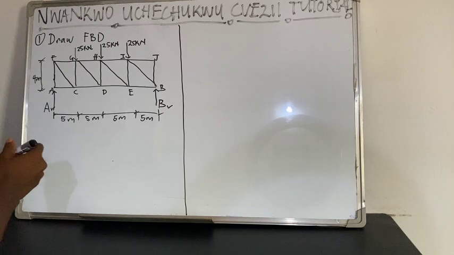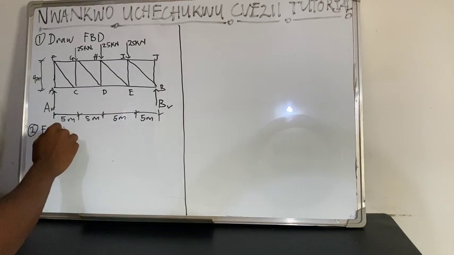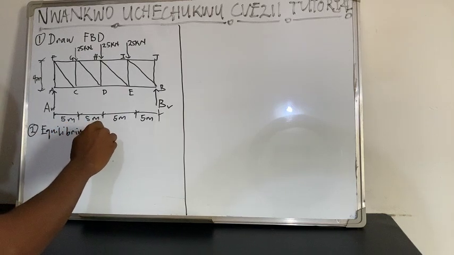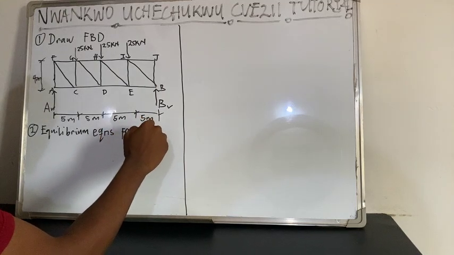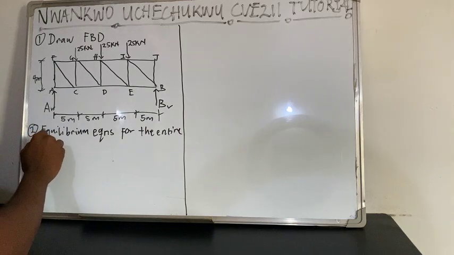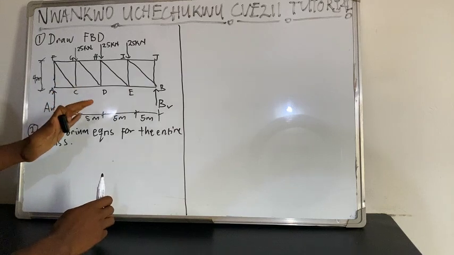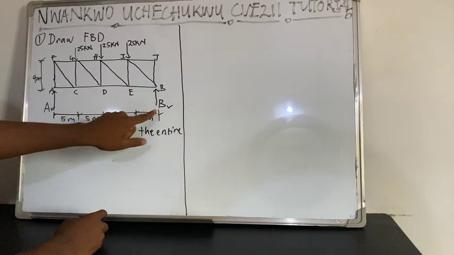So the next thing we need to do is get equilibrium equations for the entire truss. The reason we are getting the equilibrium equations for the entire truss is to first get the values of AV and BV.